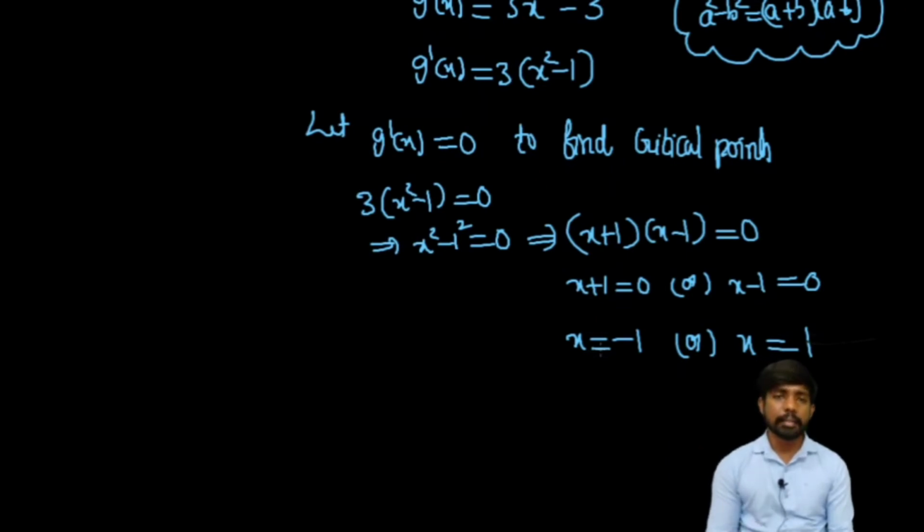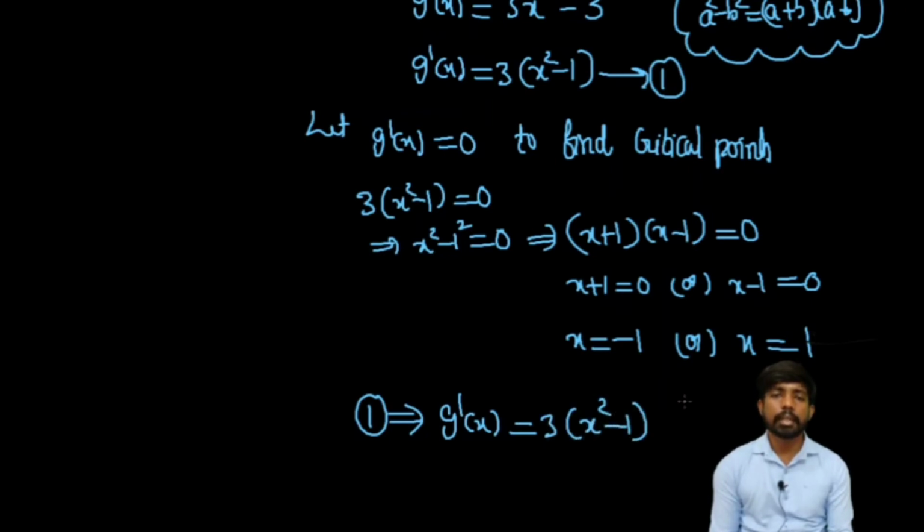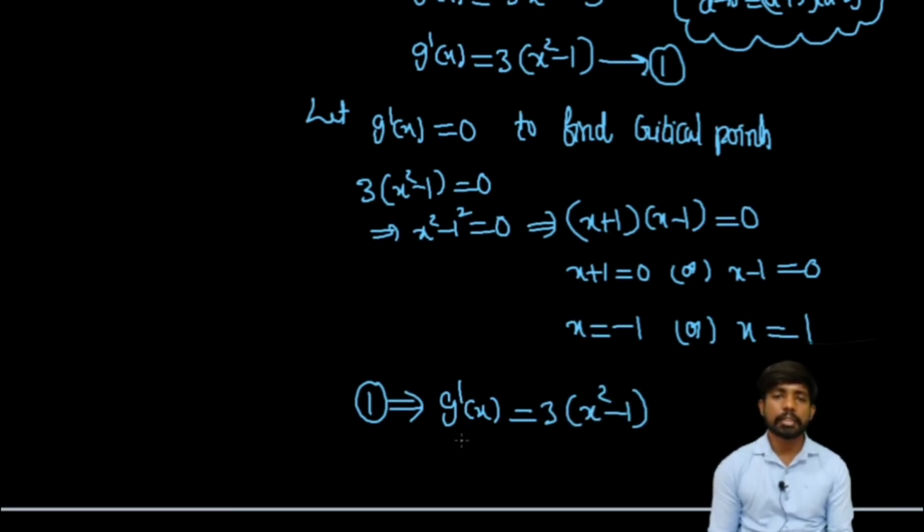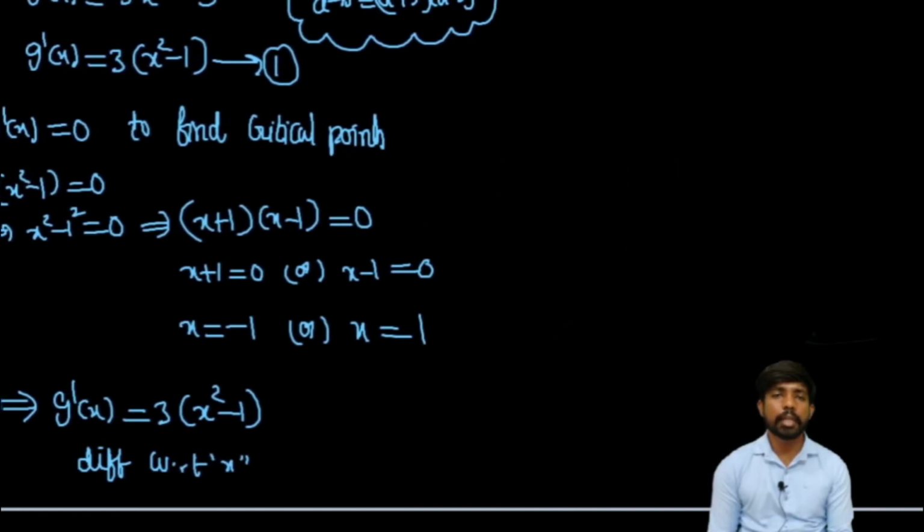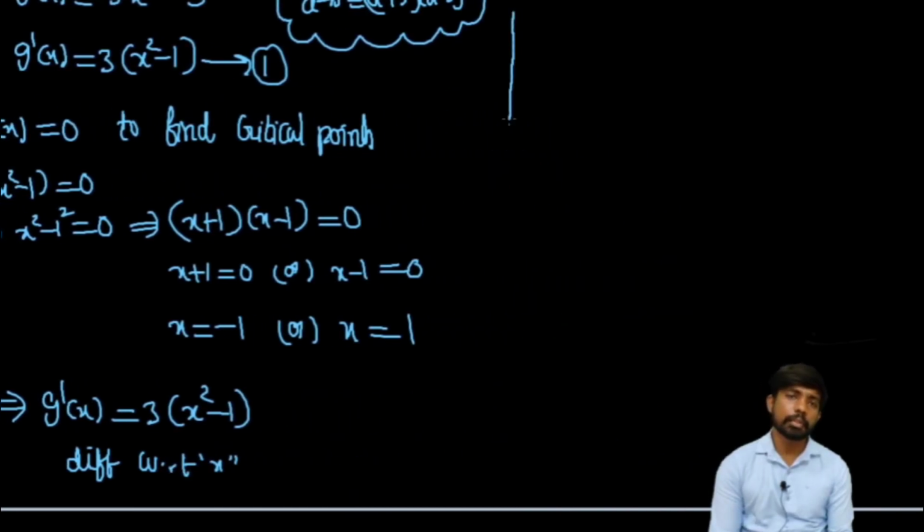In order to find this, now double differentiate. Call it equation 1: g dash of x is equal to 3 times x square minus 1. Now again differentiate this function with respect to x, so it will become double differentiation.